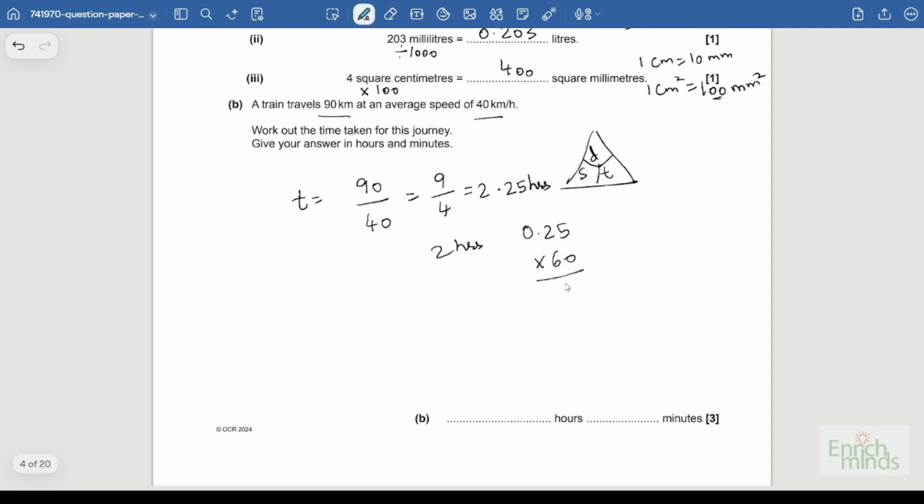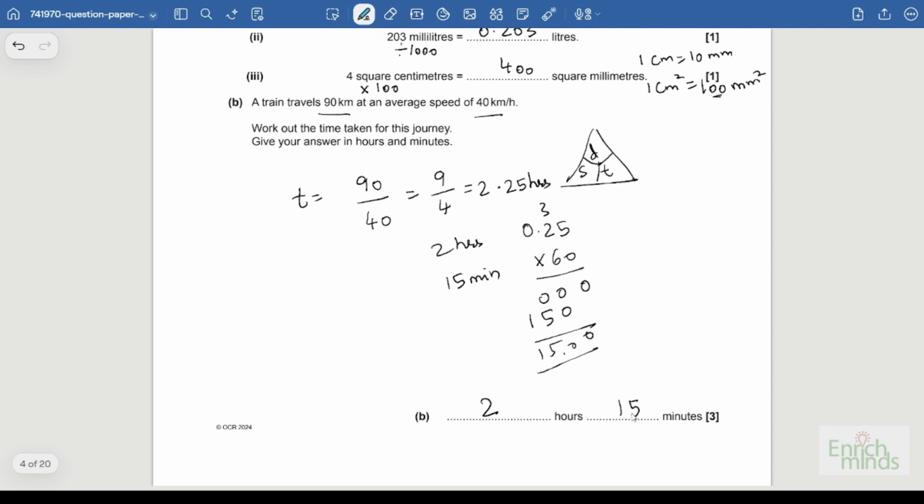So that is 6 fives is 30. So we have 0 here. 6 fives is 30. 6 twos is 12, plus 3 is 15. So we have 15 minutes. So the answer is 2 hours and 15 minutes.